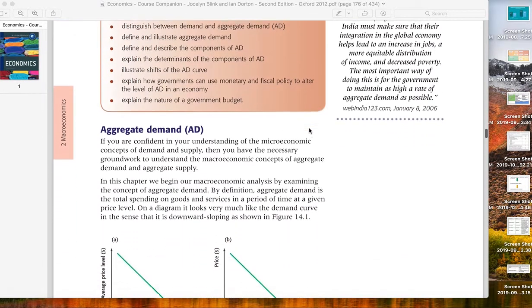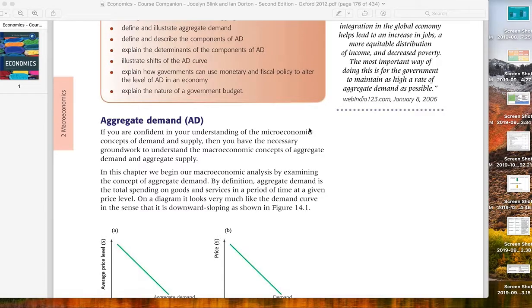Aggregate demand is not too far off of the demand that you know. In microeconomics, obviously, we talked about supply and demand. In this chapter, it's a macroeconomics chapter, so you're going to analyze the concept of aggregate demand. By definition, aggregate demand is the total spending on goods and services in a period of time at a given price level. Because remember, price determines demand. That's the law of demand, isn't it?